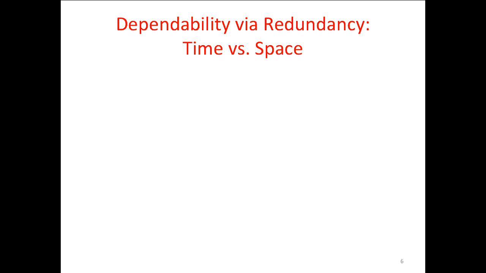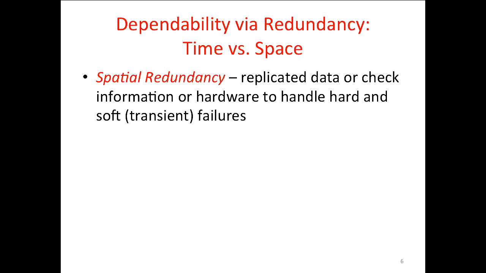Now, redundancy can happen both in time and in space. So spatial redundancy is probably the easiest one to get your head around. It's just you have multiple copies of things, and you just check to see if something's failed, you have another copy somewhere else that you can use instead. So you've replicated in space. And this can handle both a hard failure or a soft failure.